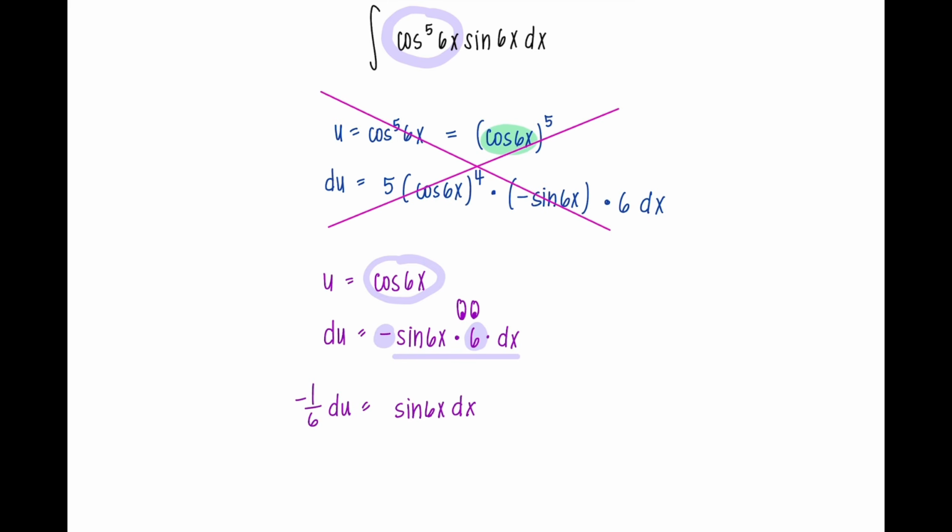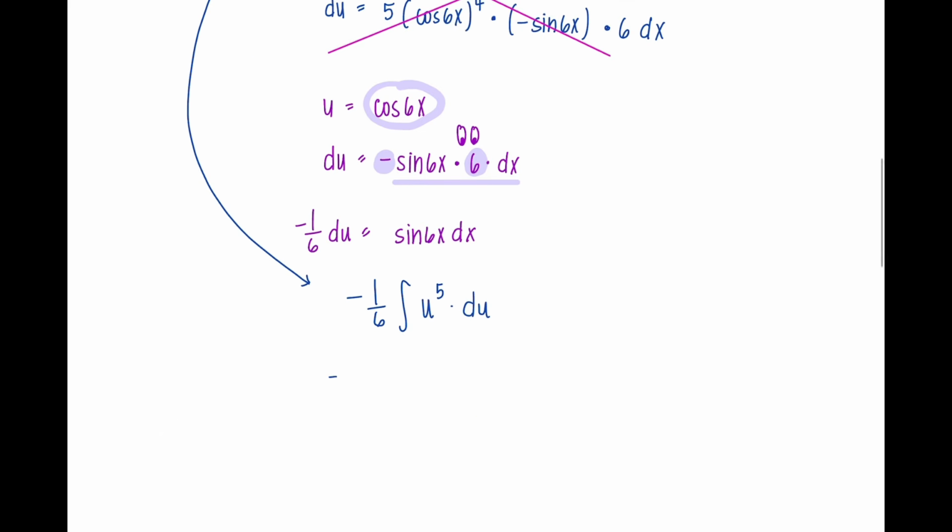And then let's rewrite this integral all in terms of u. So we'll have, let me put the negative 1/6 all the way outside. Why not? Then we've got u to the 5th and then du. Beautiful. Then from here, add 1 to the exponent, divide by the new exponent. So you'll have u to the 6th, another 1/6 out front.